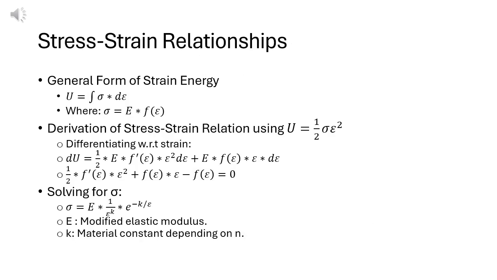The material exhibits no degradation regardless of damage accumulation, and this is similar to setting the stretch ratio equal to 1. To show our stress strain relationships in the form of energy, we first start with the integral of stress d strain, where stress is equal to the energy times some function of strain. When we derive with respect to strain, we end up with 1/2 times the function prime of strain times strain squared plus the function of strain times strain minus the function of strain has to be equal to 0. When we solve for our stress, we get that stress is related to the modified elastic modulus and the material constant depending on n, that power that we had before.